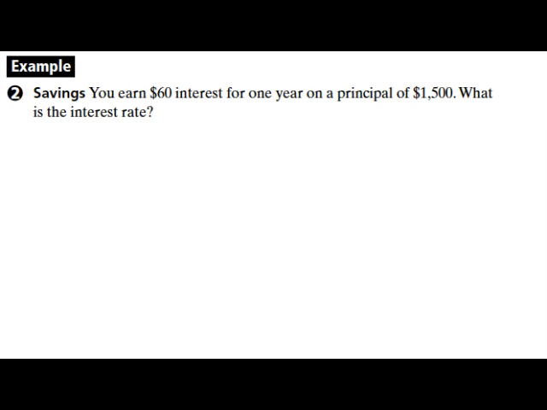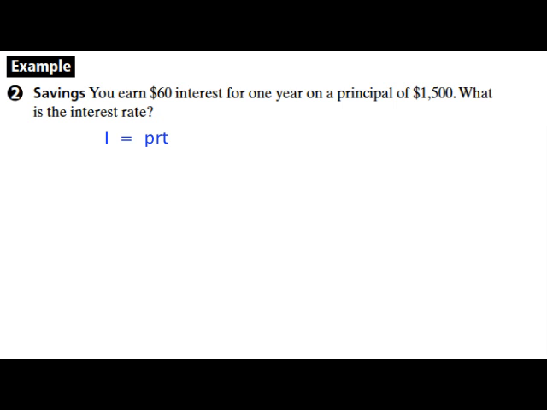At the top of the page, put a star to indicate that you are listening to the notes, not just watching them. Example 2, savings. You earn $60 interest for 1 year on a principal of $1,500. What is the interest rate? We're going to use the formula I equals PRT, where I stands for the interest earned, P is the principal, R is the interest rate that you're earning, and T is the time. We're trying to find the interest rate, the R. I think it makes a lot more sense to plug in everything you know and then solve for what you don't know.